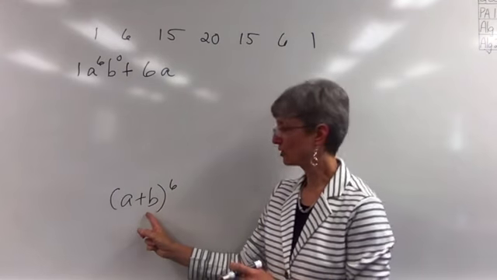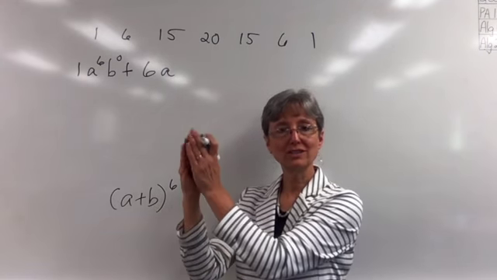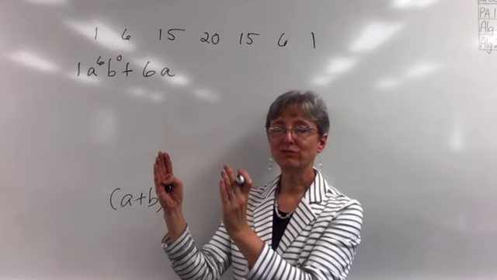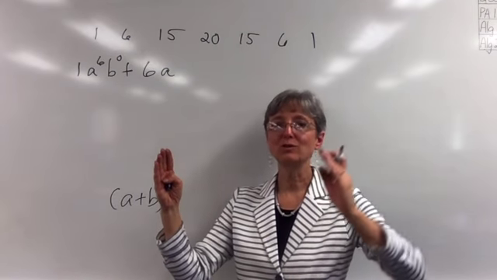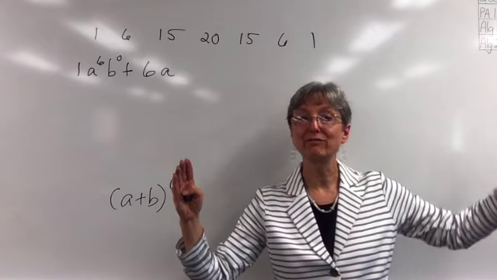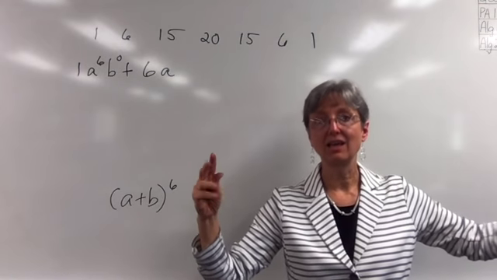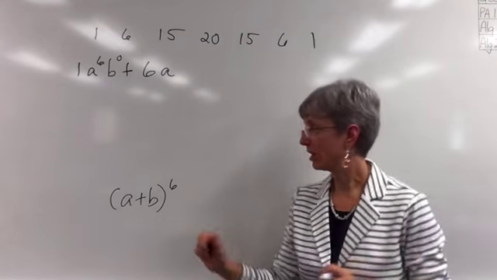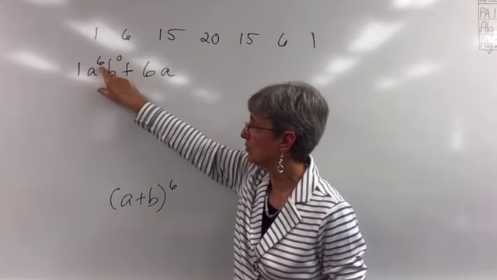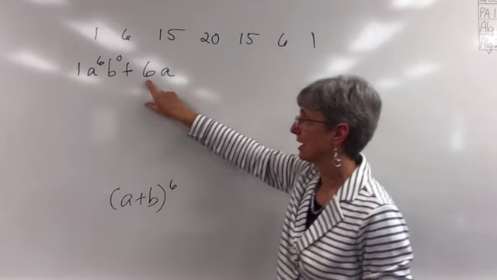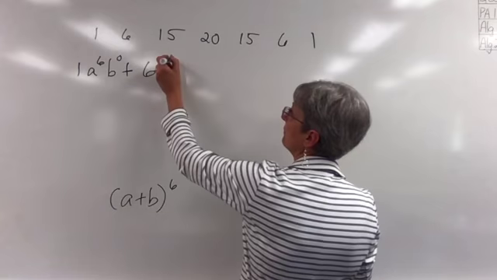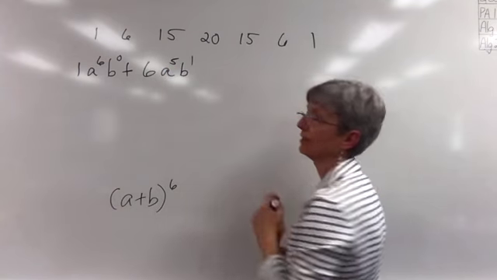My second term is going to do the opposite. It starts at 0, then to the first power, then second degree, third degree, fourth, fifth, and finally 6th. That's how we work our way across. So my first term, a was 6, b was 0. My second term, a will be 5, b will be 1.